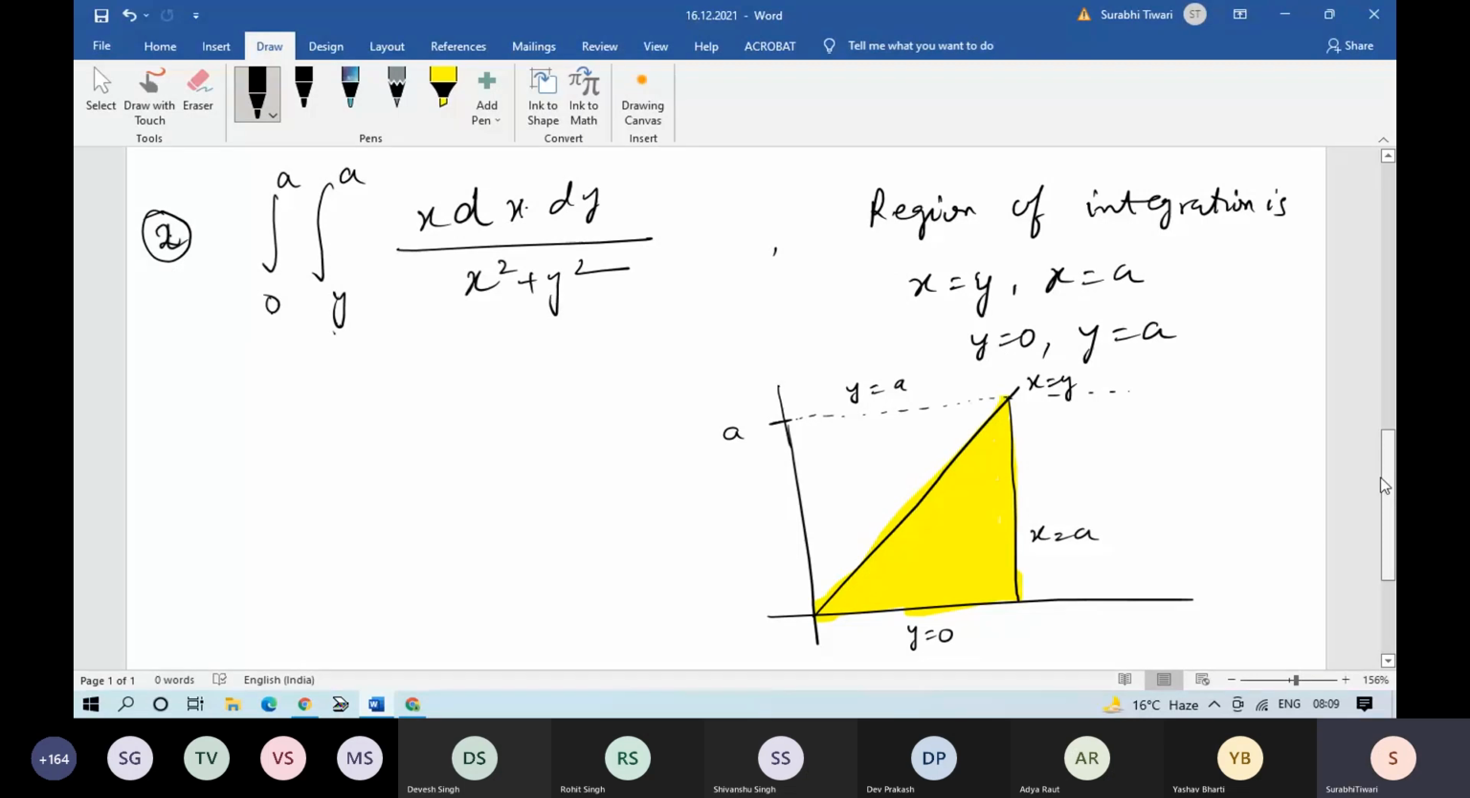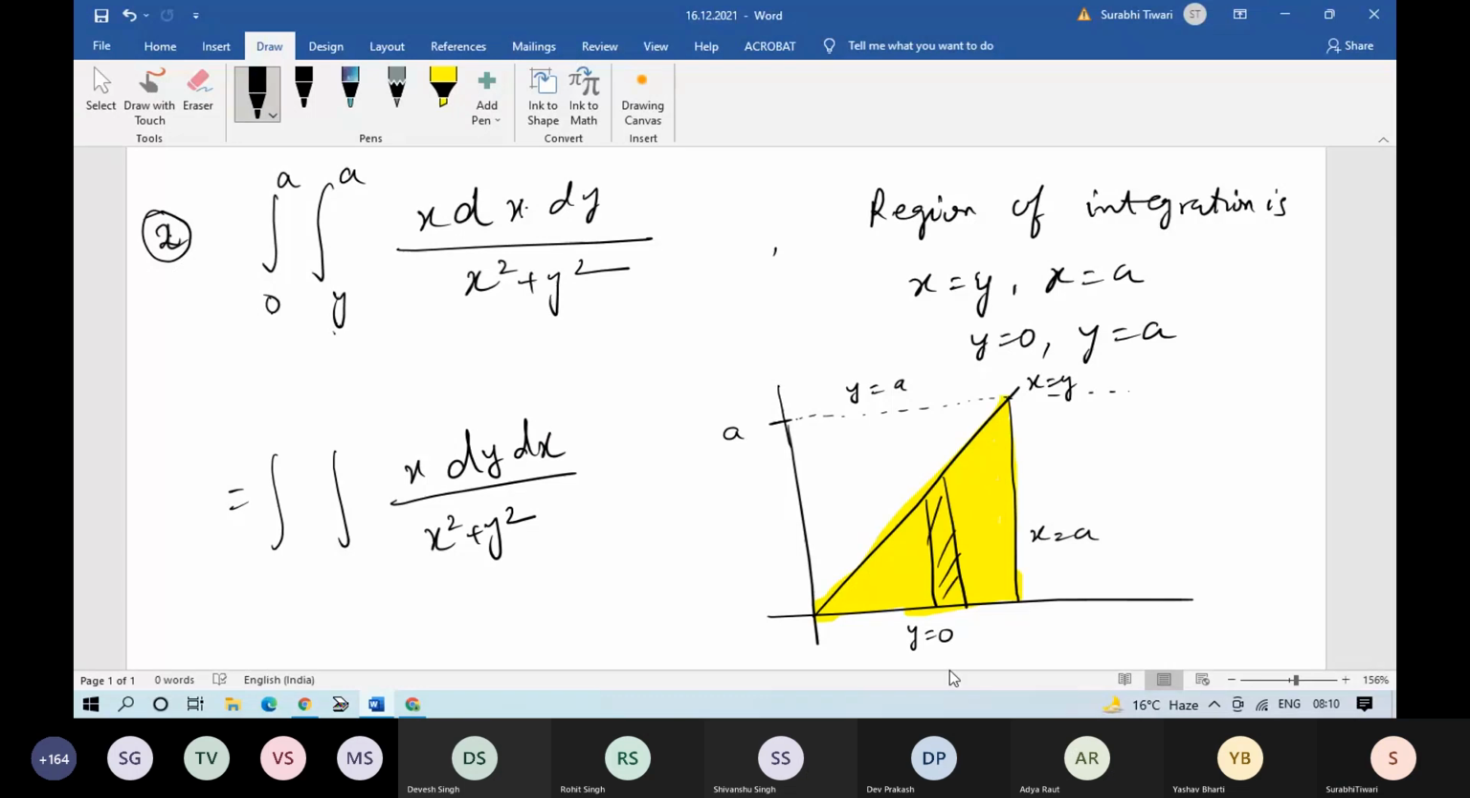So this is the region of integration. Now you have to change the order of integration. Now this is dx dy and you have to change it, x upon x square plus y square, function remains the same, you have to change it into dy dx, so you have to take a strip parallel to y axis. So you take a strip parallel to y axis, now you put the limit of y.